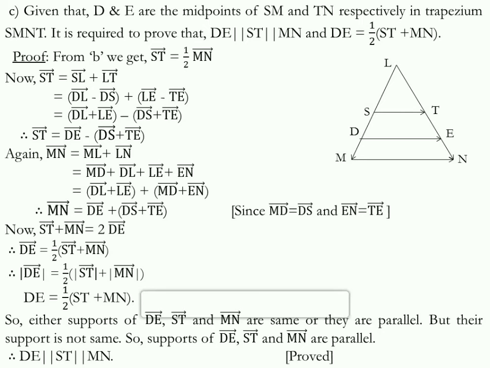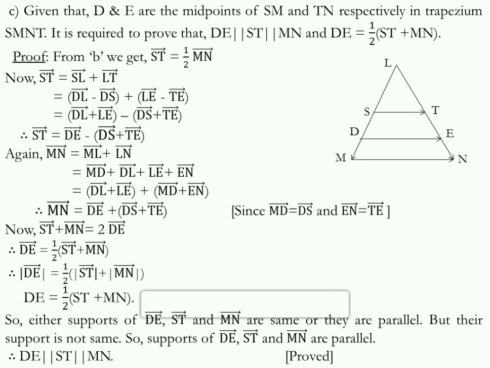Now, if we add ST and MN, we find twice DE, and the bracket term DS plus TE is once positive and another time negative, so they cancel each other. So ST plus MN becomes 2DE. So we can write DE equals half of (ST plus MN).